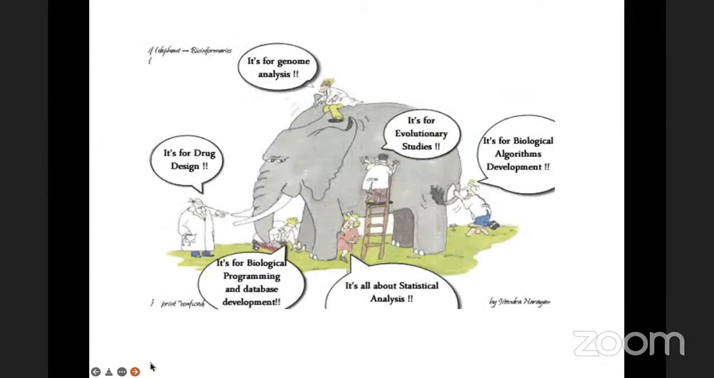So, application areas. If you see this cartoon, there are a number of application areas you can see. Bioinformatics started early, in 1978 or so, when the first comparative algorithm was developed. It is used for genome analysis. Everyone is now familiar with the coronavirus in this pandemic, and they are much more aware of the variants and the genome sequencing or genome statistics.